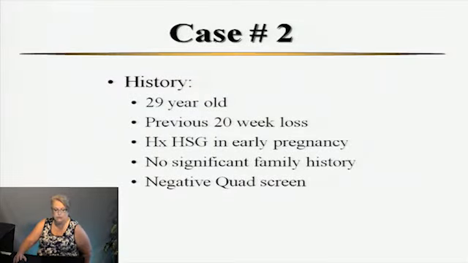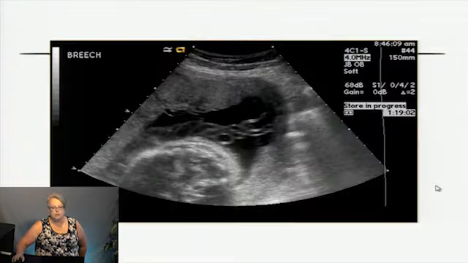Our second case is a 29-year-old. She's had a previous 20-week loss. She has a history of having an HSG, a hysterosalpingogram, in the early pregnancy, before she knew she was pregnant. So they must not have done her pregnancy test before they did this. She has no significant family history, and she has a history of a negative quad screen.